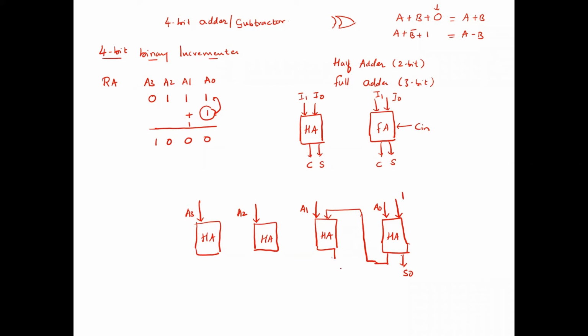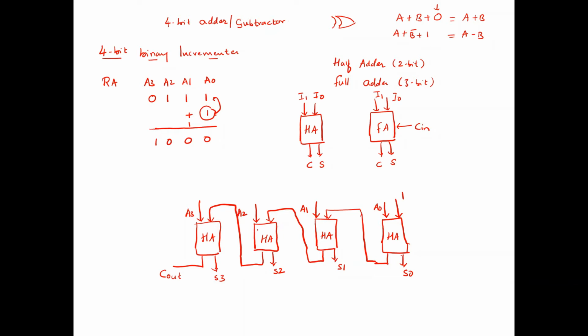And again, this will produce its own sum, and the carry, whatever it has produced, will go and act as the input to the next half adder, the next adjacent bit addition. Again, this will produce its own sum, and then its carry, and that carry will act as an input to the next half adder. Again, it will produce its own sum, and finally we will have carry out. So this logical diagram shows a 4-bit binary incrementer.